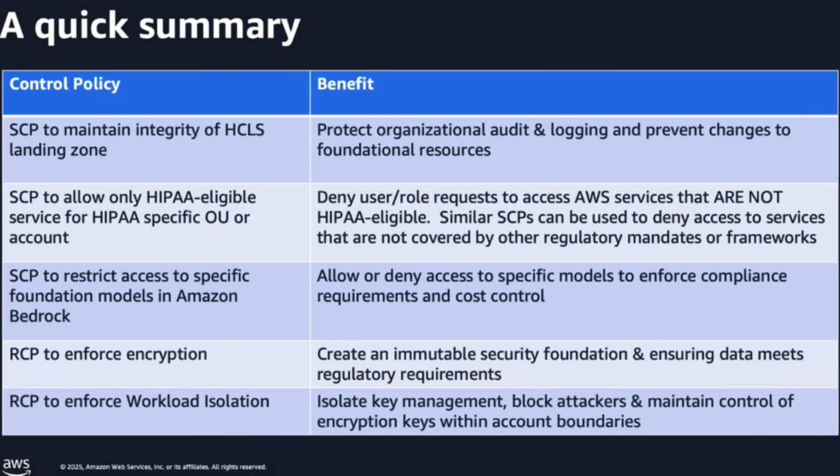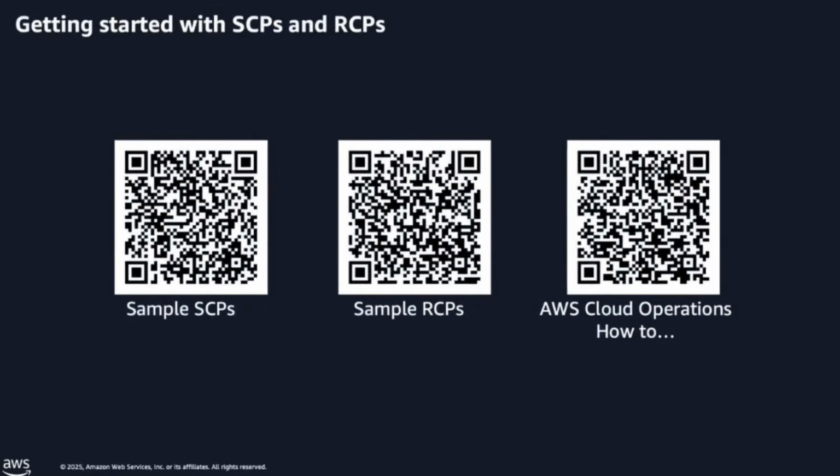In this session, we covered 5 essential SCPs and RCPs for healthcare and life science customers that can be used to protect their resources, identities, and data. Remember, these are examples, and it's important that you review and make these your own as applicable to your organizational needs. To help you get started with SCPs and RCPs, please use these QR codes.